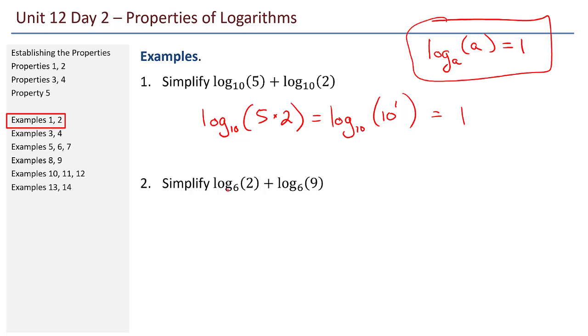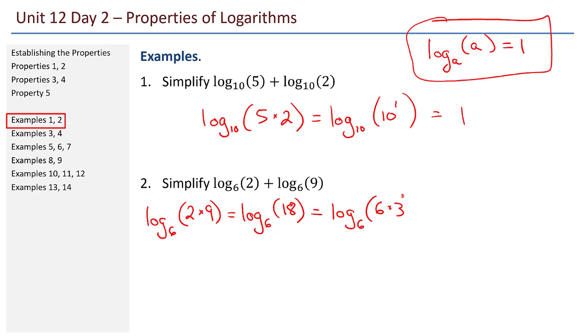Number 2, simplify log base 6 of 2 plus log base 6 of 9. All right, so that becomes log base 6 of 2 times 9, and that's 18. Log base 6 of 18. And I could stop there. I have combined the two logs together, but that 18 has a factor of 6, which is interesting. Let's see what happens if I start playing around with that factor of 6. So I can write this as log base 6 of 6 times 3.